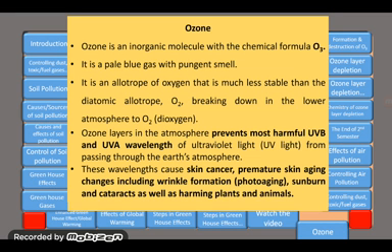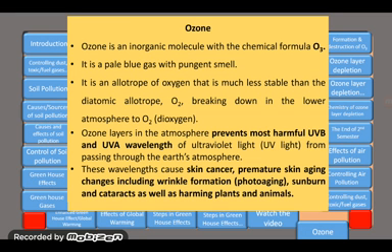The ozone layer in the atmosphere helps to prevent many things. It prevents most harmful UVB and UVA wavelengths of ultraviolet light, that is UV light, from passing through to the earth's surface. If this happens without the help of the ozone layer, some diseases may result. That is, an excess of UV light on the earth's surface could cause skin cancer, premature skin aging, that is, changes including wrinkle formation, which we know as photoaging. Then it could lead to sunburn and cataracts. Cataract is a disease of the eye, as well as harming plants and animals.